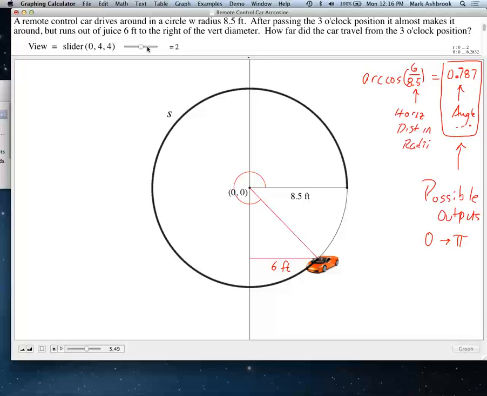It thinks it's here, because the output of our cosine is only from 0 to pi. So it thinks the car is there. And so do you see what angle it gave you? Can you imagine what angle it gave you? Yeah, Adam.